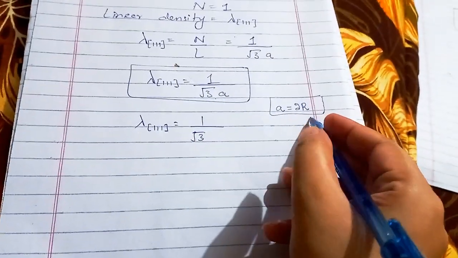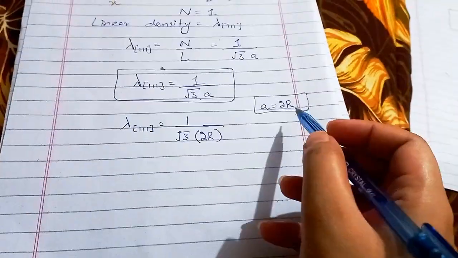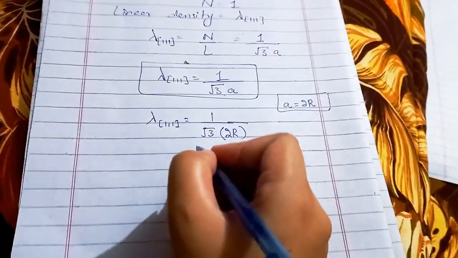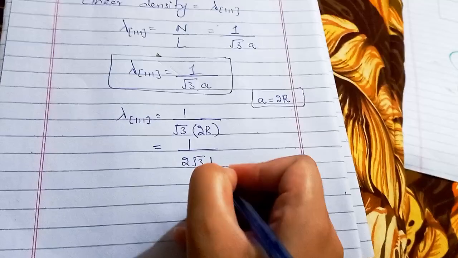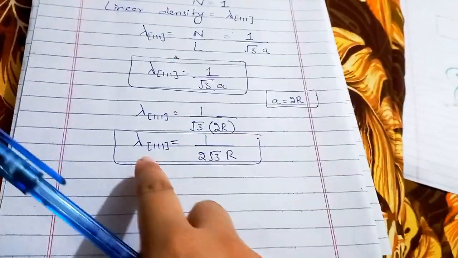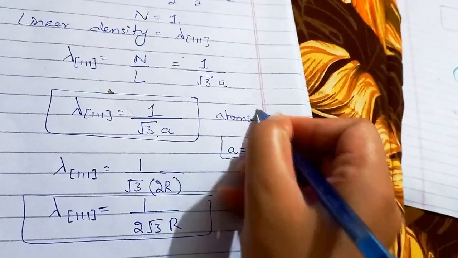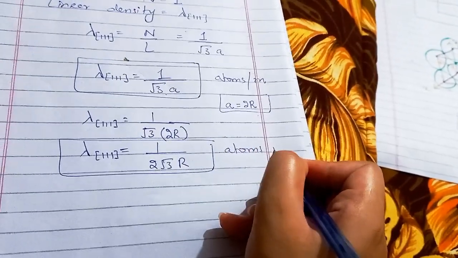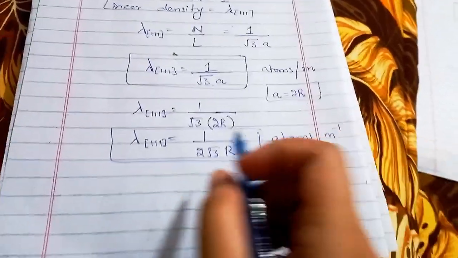So we'll directly put it right into this expression because we know it, and we even calculated it while finding out the linear density of the 100 direction, so I am not repeating it again. 1 over 2 under root 3 capital R, this is the linear density of the simple cubic unit cell for the 111 direction. Units are atoms per meter. These are the units of linear density, whatever answer you get.